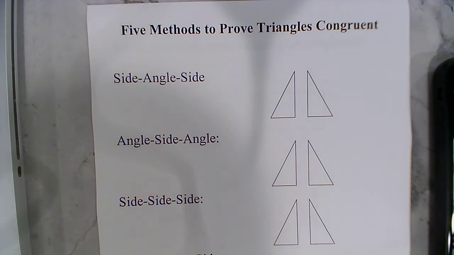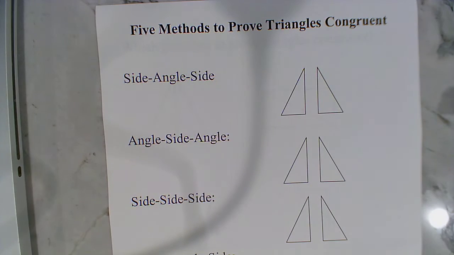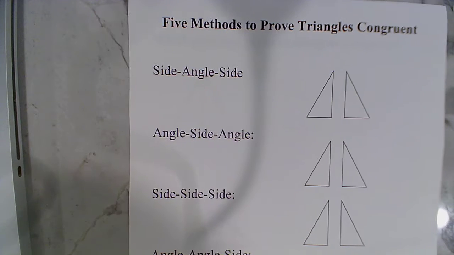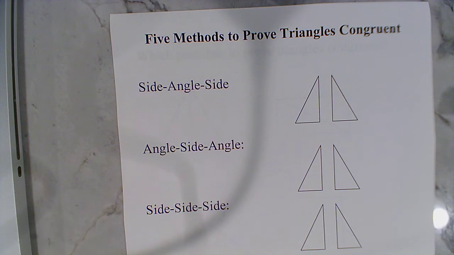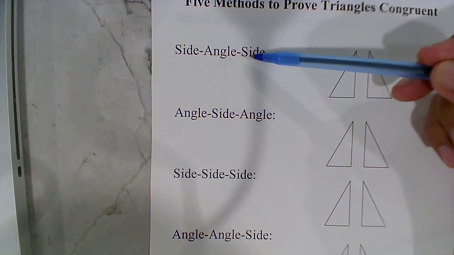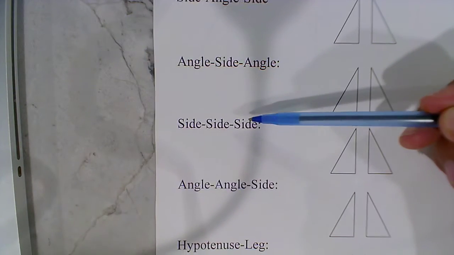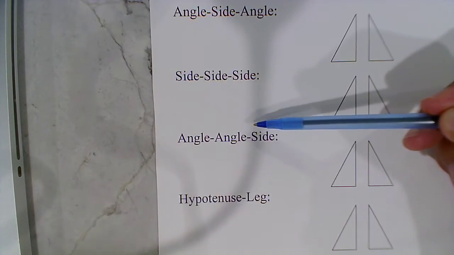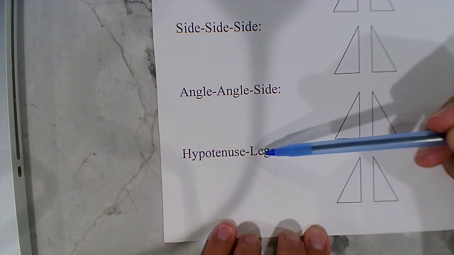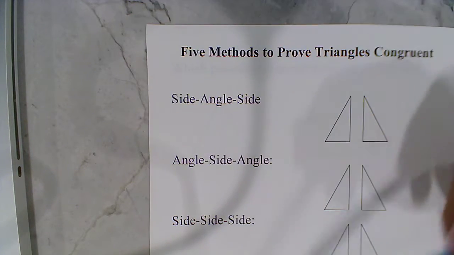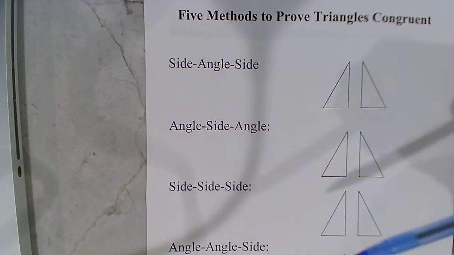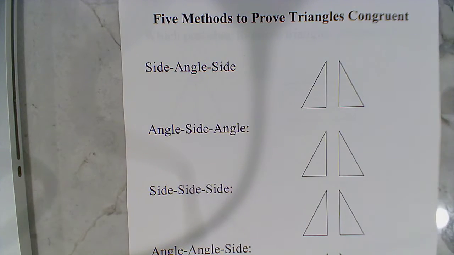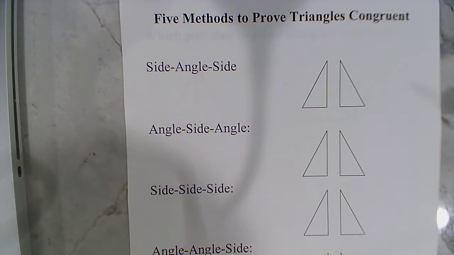All right, so here's the deal. Now we're going to look at how you actually prove triangles are congruent. And there were 5 approaches. You probably remember these: side, angle, side; angle, side, angle; side, side, side; angle, angle, side; and hypotenuse, leg. That's all well and good, but if you can't see it on a picture, you don't really know how to use it and when to use which.